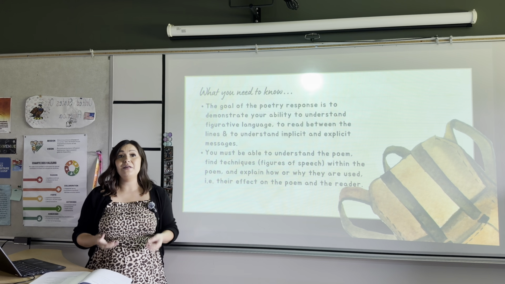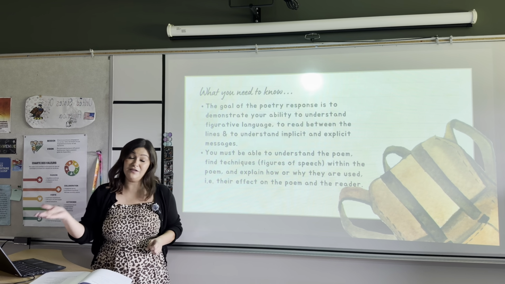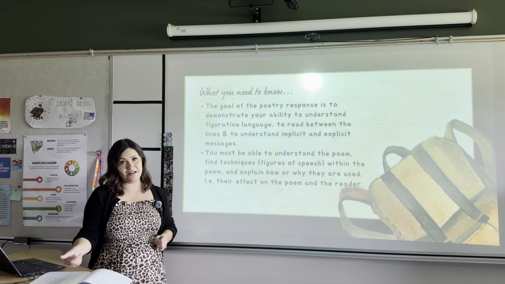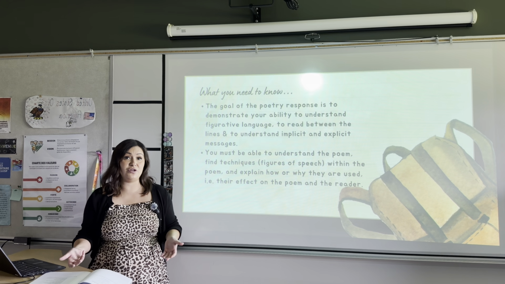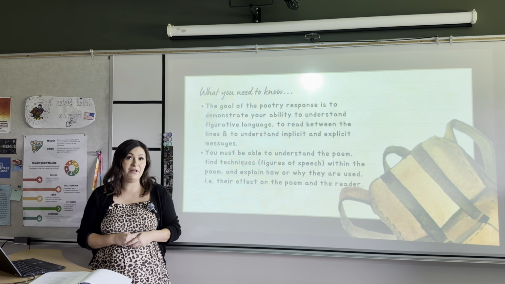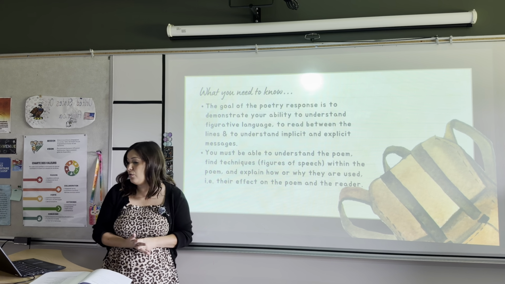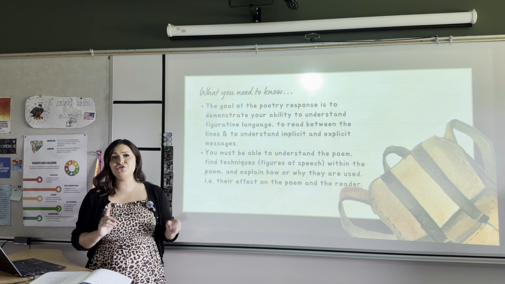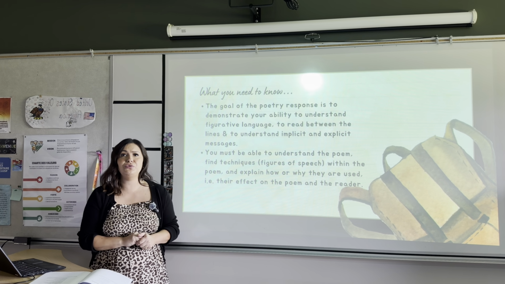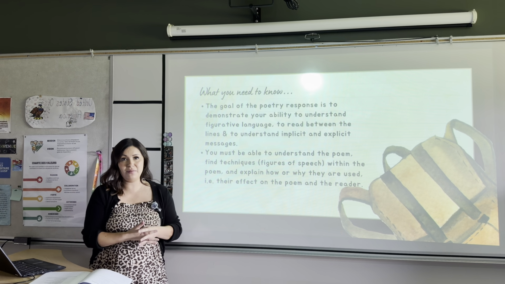And then on this exam, they want you to find them. So you cannot simply understand the poem. That's a great start. You also have to say, how did I get to that understanding, which is the figures of speech. You have to find them, determine what they did for the poem and its overall message, and explain how or why they are used. Those are two different things. The how of a technique refers to what it does to the overall message. The why is the intention behind it.